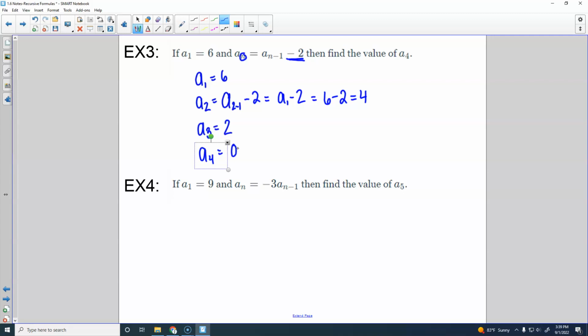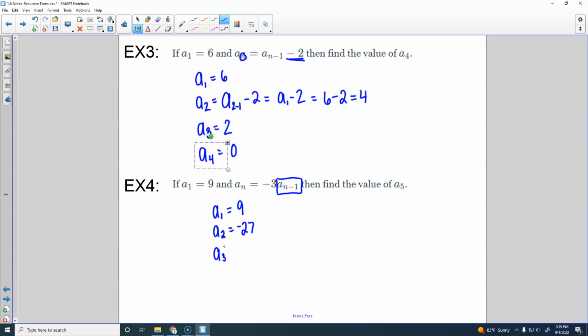Okay. For example 4, we are given a sub 1 equals 9. And our formula here is negative 3 times the a sub n minus 1. That a sub n minus 1 just means the term that comes before it. So it's negative 3 times the term. So to find a sub 2, we would multiply this by negative 3, which would give us negative 27. 9 times negative 3 gives us negative 27.